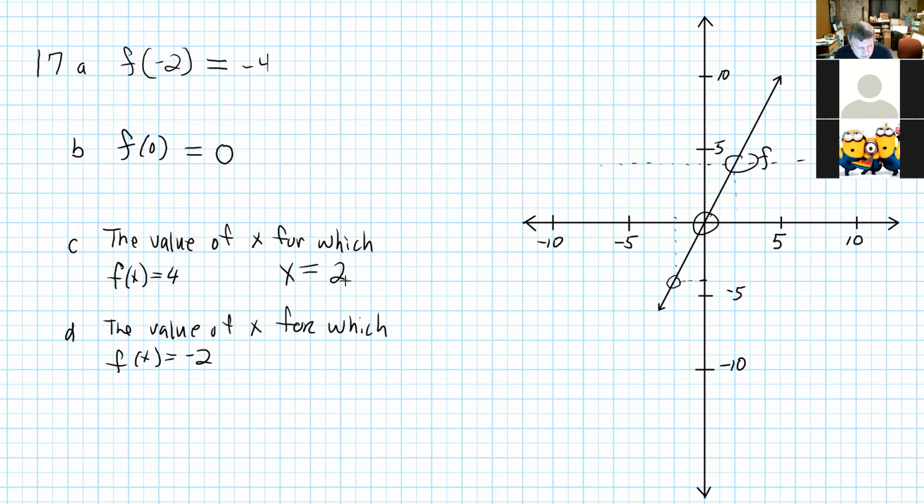The value of X for which F of X is -2. Let's see, where is F of X equal to -2? Right there. What's the X value there? -1.